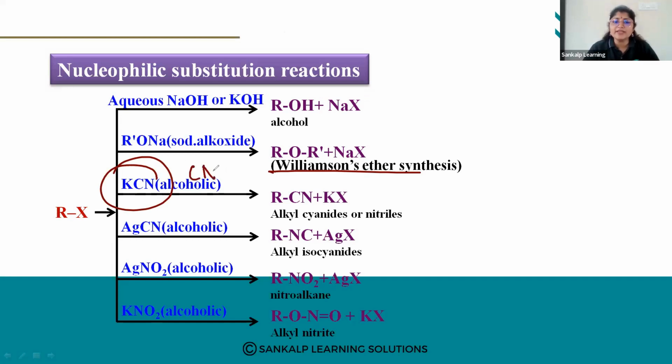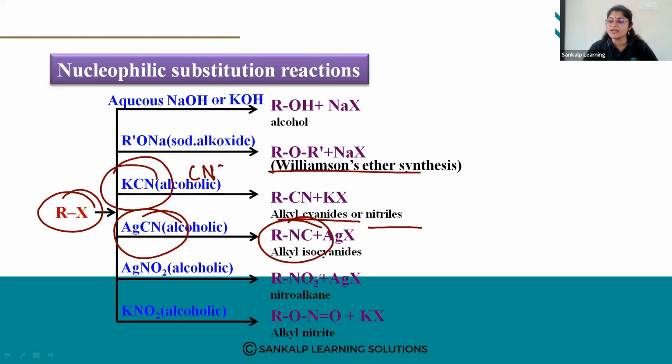The nucleophile will be CN minus, and you obtain alkyl cyanides, also called nitriles. Then if you treat alkyl halides with AgCN, the obtained product will be RNC. These are called isocyanides. Remember this, very important.